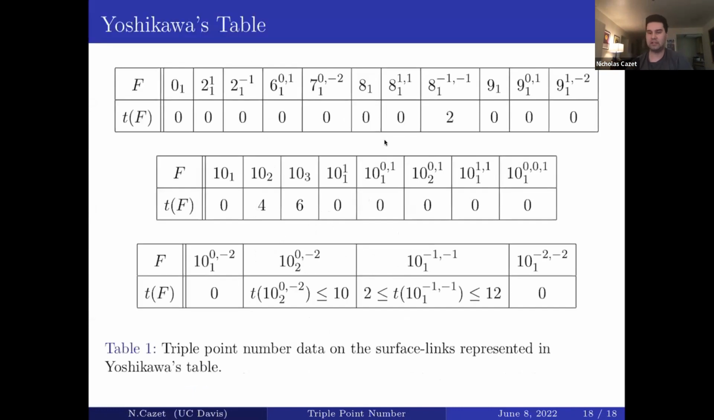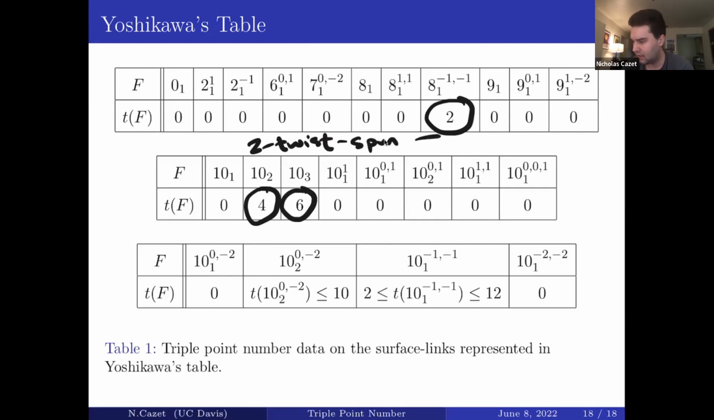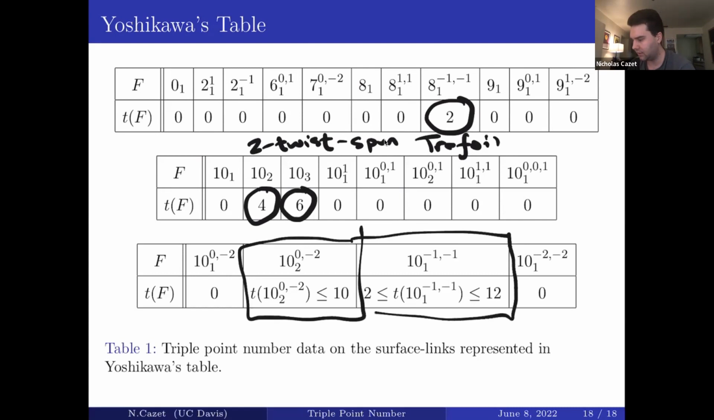So the final thing that I did is I went through here and tried to either calculate or bound the triple point number of those well-known surface links. And most of them have a triple point number of 0. And these ones right here were previously calculated. So this corresponds to the 2 twist spun trefoil, although it's called something different here. So some of these already had a well-known number, and then I created these bounds for the ones that were not.